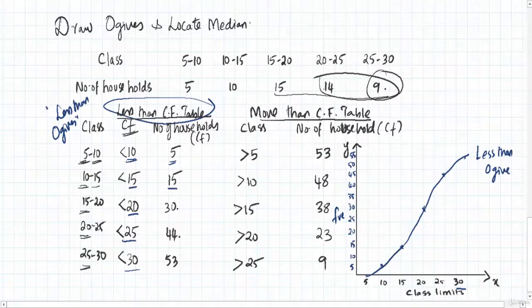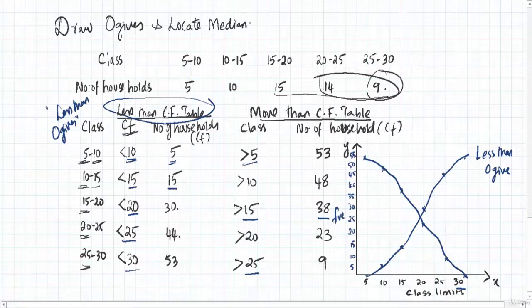Now we'll also concentrate on the more than ogive. When your class is 5, the frequency is 53. So you have that here. When your class is 10, the frequency is 48, somewhere here. When your class is 15, the frequency is 38, somewhere here. When class is 20, the frequency is 23. When the class is 25, the frequency is 9. And you don't have information on what it is at 30, so we'll take it as 0. Now we have to plot this.